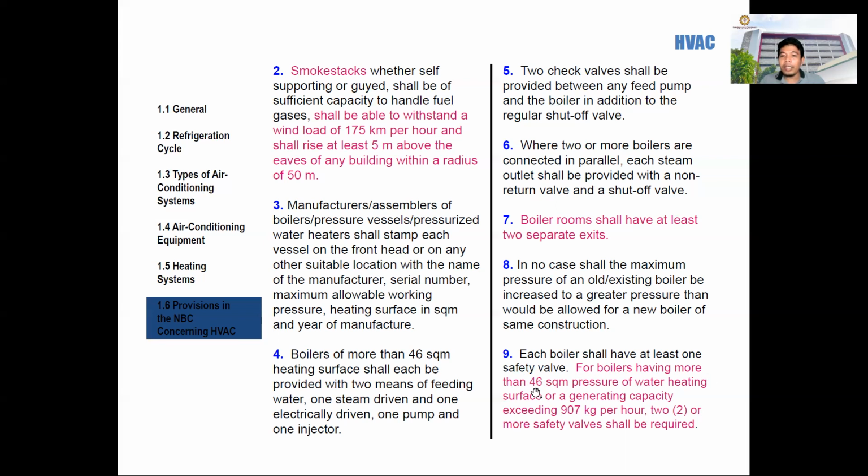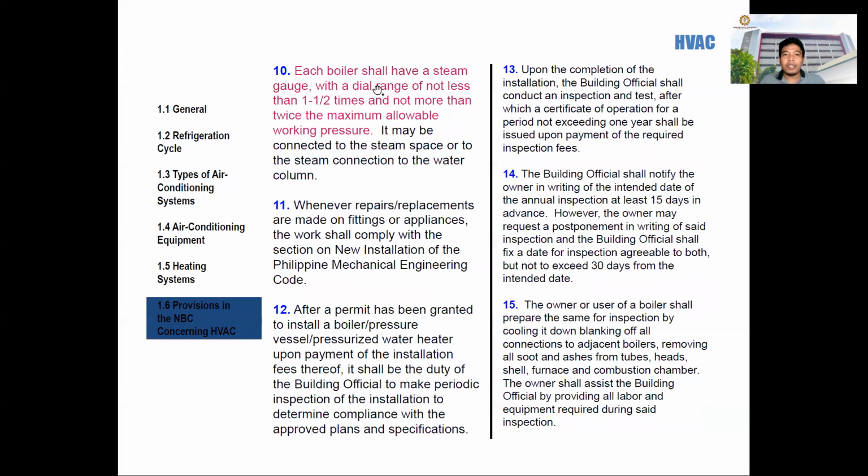So for boilers having more than 46 square meters of water heating surface, or a generating capacity exceeding 907 kilograms per hour, two or more safety valves shall be required. And then number 10, each boiler shall have a steam gauge with a dial range of not less than 1.5 times and not more than twice the maximum allowable working pressure. It may be connected to a steam space or to the steam connection to the water column.